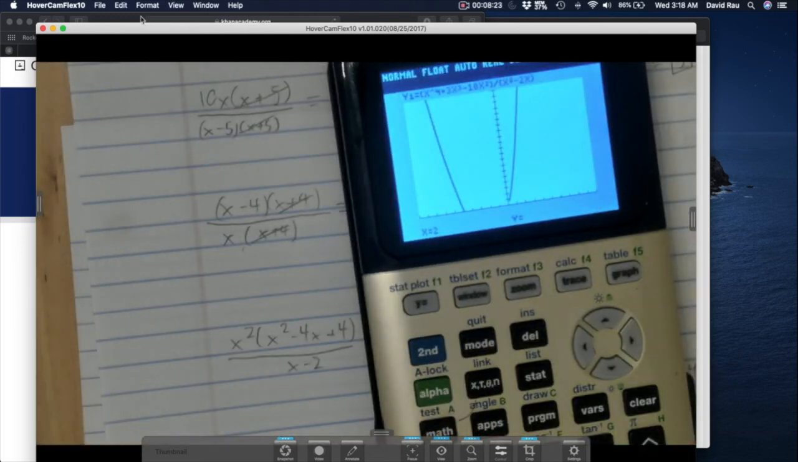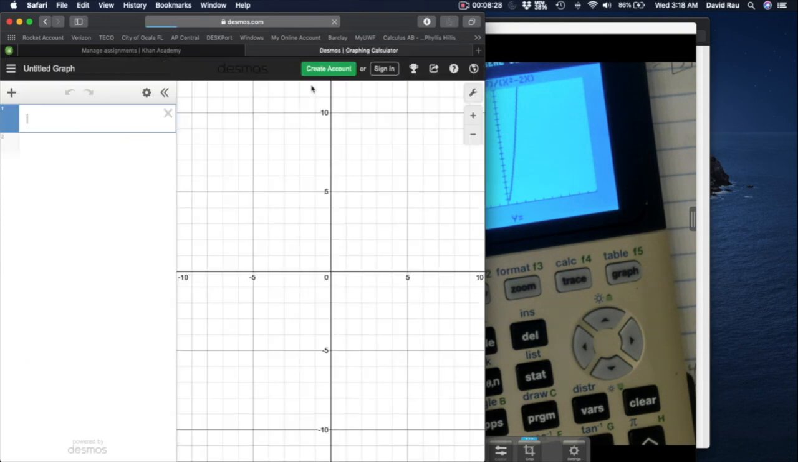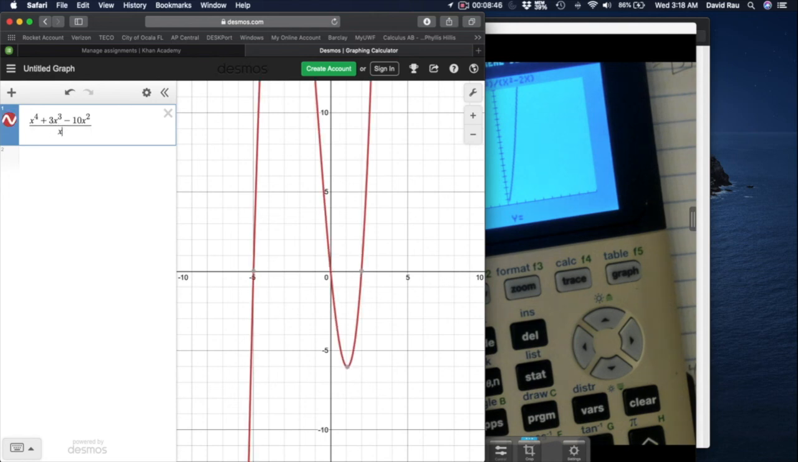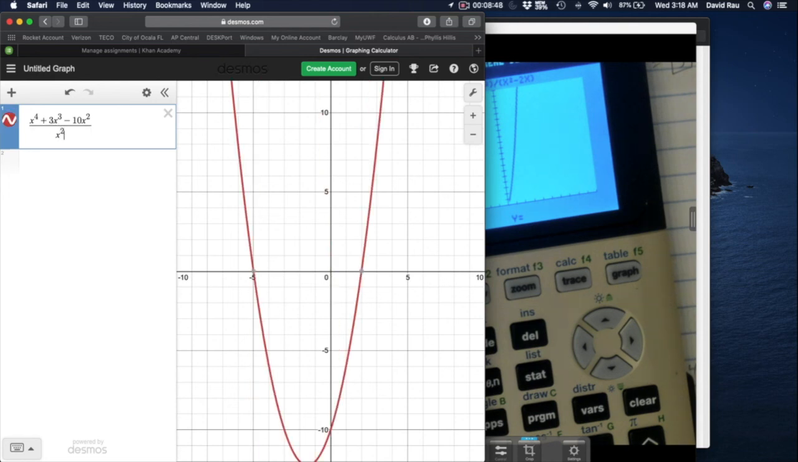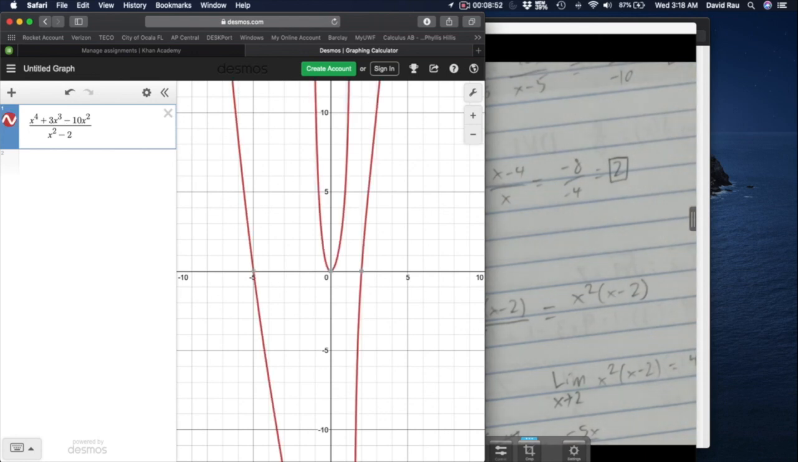Now, I guess to show you this one last way, go to Desmos. It's a little bit more interactive and can help you out a little bit more. We had x to the 4th, I believe it was minus 3x cubed minus 10x squared. No, it was plus. And that was divided by x squared minus 2x.